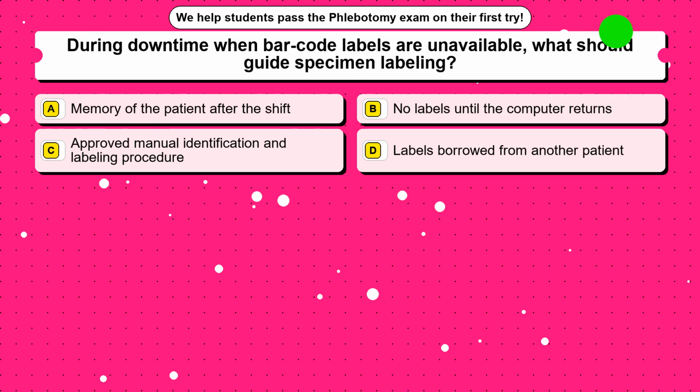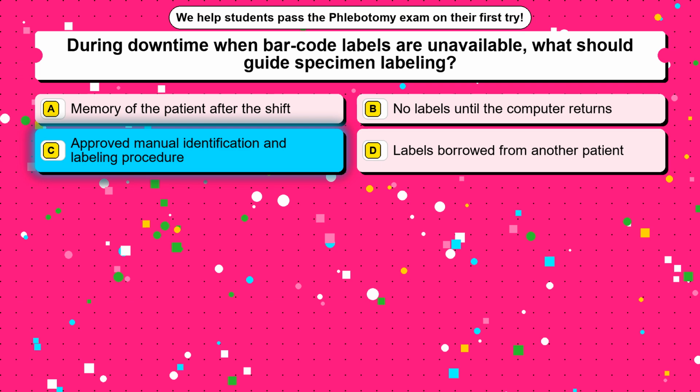Question 5. During downtime when barcode labels are unavailable, what should guide specimen labeling? Option A. Memory of the patient after the shift. Option B. No labels until the computer returns. Option C. Approved manual identification and labeling procedure. Option D. Labels borrowed from another patient.